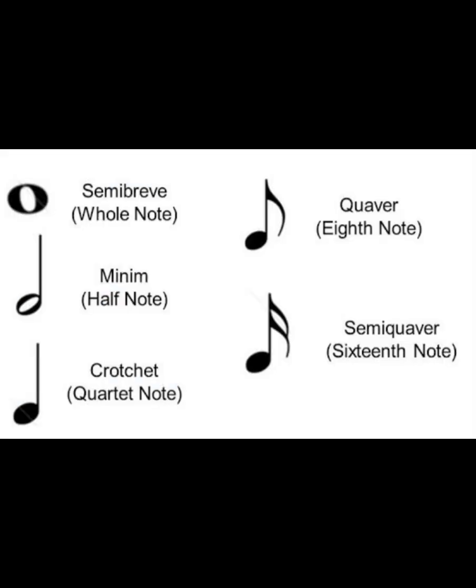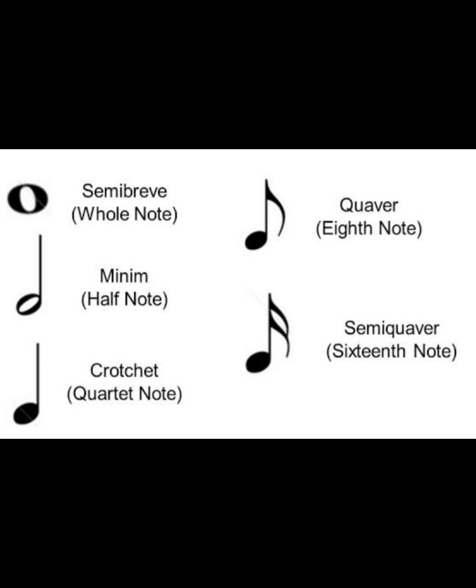First one is the semibreve, which has 4 beats. Then the second one is the half note, which is the minim. It has 2 beats. And the third one is called the crotchet, which has 1 beat, and the fourth one, the eighth note, is called the quaver, which has half a beat. Then the 16th note is called the semiquaver, which has a quarter beat.